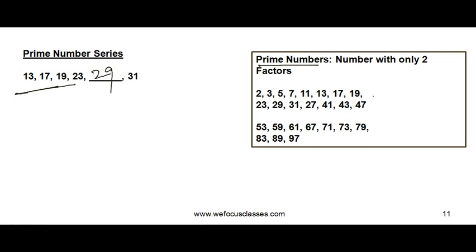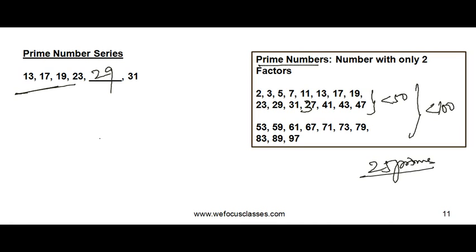What are the prime numbers less than 100? Let us first see the prime numbers less than 50: 2, 3, 5, 7, 11, 13, 17, 19, 23, 29, 31, 37, 41, 43, 47, and 53, 59, 61, 67, 71, 73, 79, 83, 89, 97. These are all the prime numbers less than 100. So there will be 25 prime numbers less than 100.